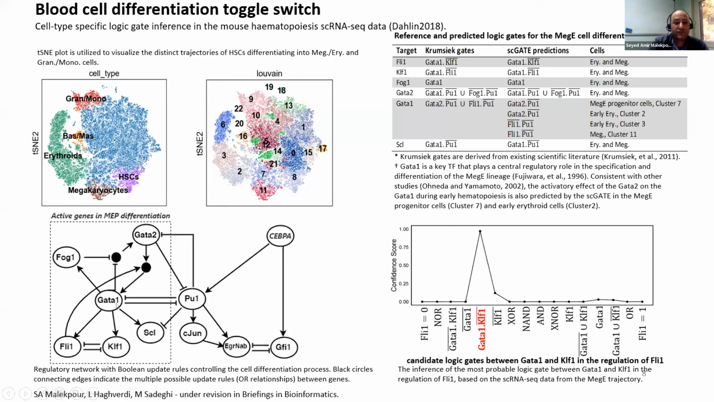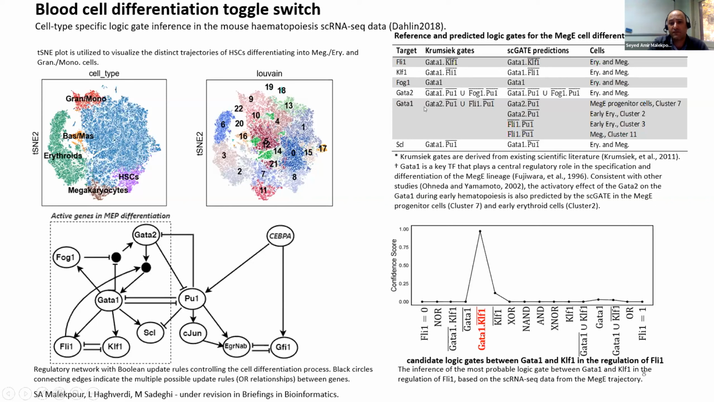So I use these 5 genes on the left network to infer the Boolean rule governing the differentiation to megakaryocyte and erythroid. And as you see in this table, we have some true logic gates which are derived from literature and some predictions by our model. There are consistencies between predicted logic gate and true logic gate.